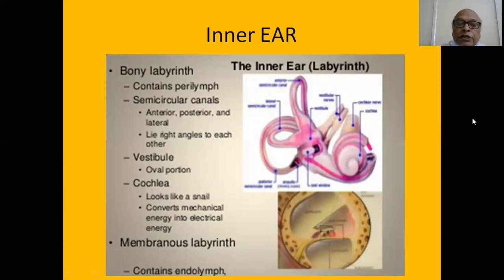In the diagram, this is the superior semicircular canal, and this is the horizontal semicircular canal, whereas this is the posterior semicircular canal.